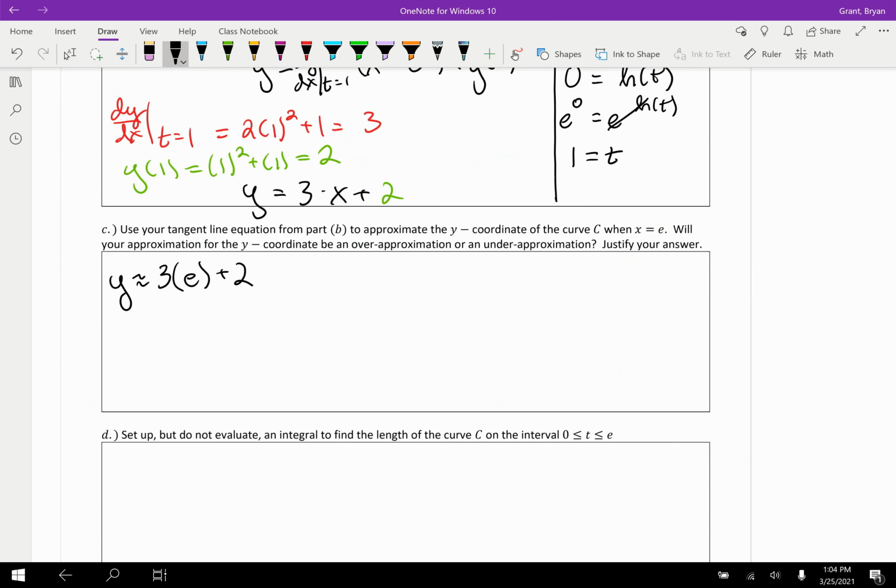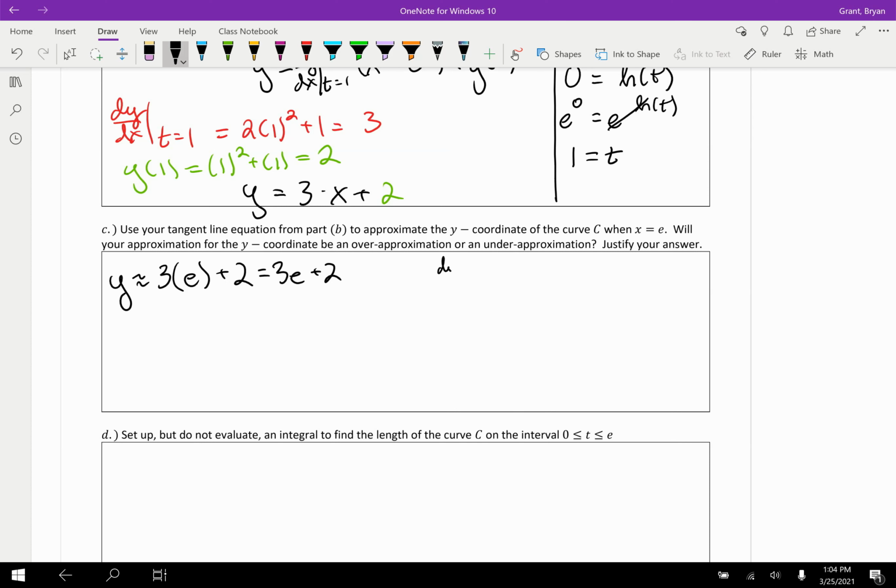And in fact, I'm going to stop there because I don't have a graphing calculator. So I'm saying the y coordinate is 3e plus 2. Okay, will this be an over or under approximation? That's a little bit trickier. I think maybe we can figure out the concavity of our curve. Haven't we done something like that before, where if it's concave up, the tangent line's an under approximation, concave down, the tangent line's an over approximation. So yeah, let's try to do that.